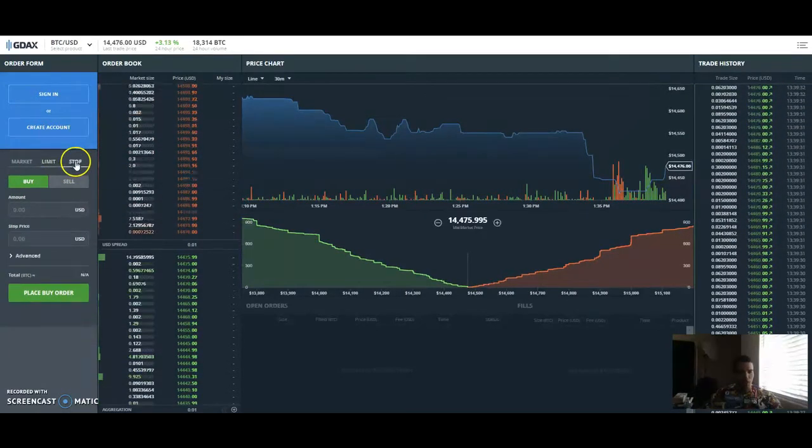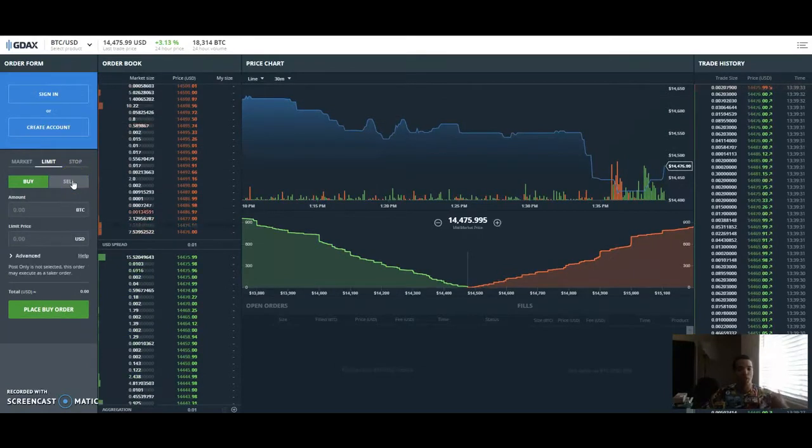So that's one option there. Same with sell. You must sell off Bitcoins, but not below a certain price. You want to buy Bitcoins, but not above a certain price. So that's how it will work.